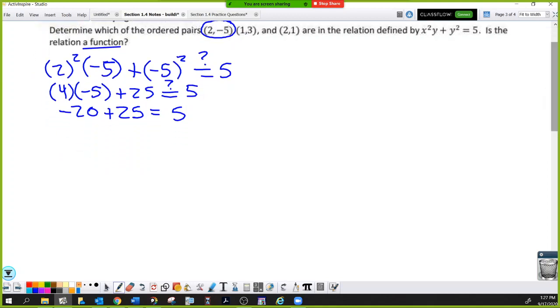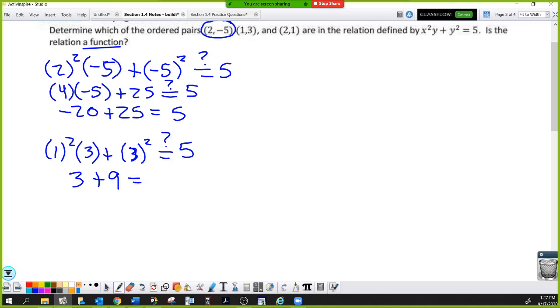And now let's plug in 1 comma 3, the exact same way. By the way, equal sign with a question mark over it, I don't think that's real math. I just did that because it's what I was thinking. I wonder if this is equal. X is 1, y is 3, plus our y value squared. Curious to know if that equals 5. Well, 1 squared times 3, I think I could show less work on this one. 1 squared times 3 is just 3, and 3 squared is 9. And that equals not 5. So no, the coordinate 1 comma 3 is not on this relation.